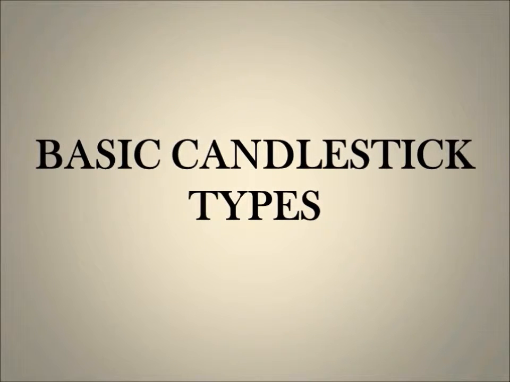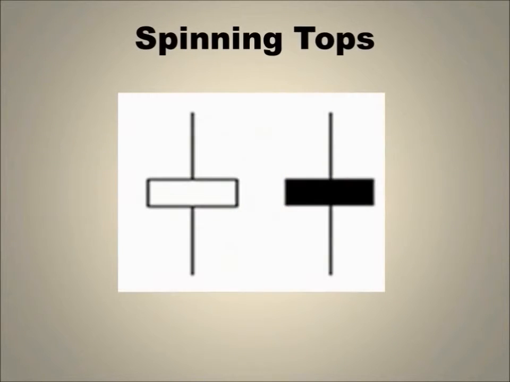Now, let's talk about basic candlestick types. So, these two candlesticks are called spinning tops. What this means is indecision. It means that the bears try to control the trend, but then the bulls stepped in because they wanted to control the trend, but at the end, the close was near the open. And same thing with the black candle on the right.